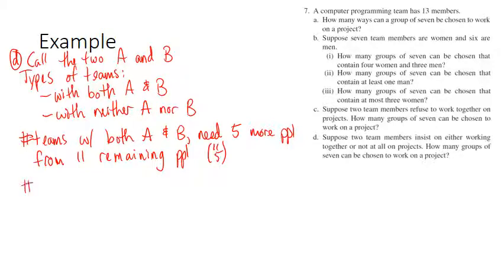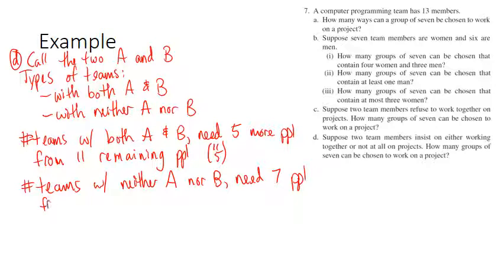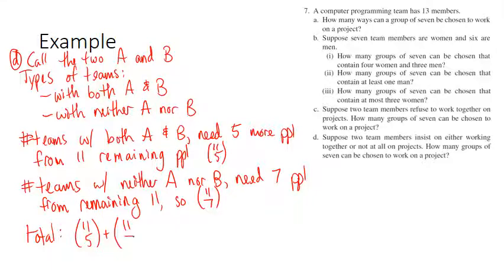And then the number of teams with neither A nor B. So you need 7 people from the 11 remaining people that are not A or B. So that's going to be 11 choose 7. And then you just do the total. And that's it.